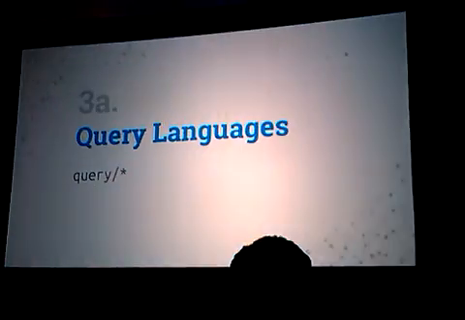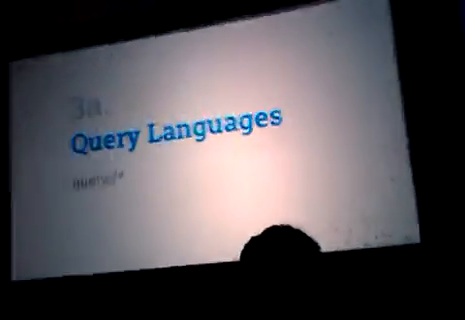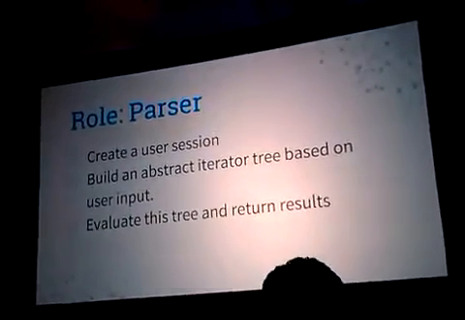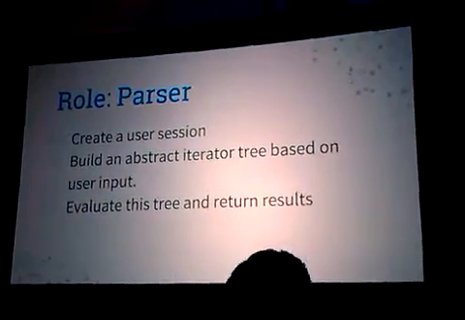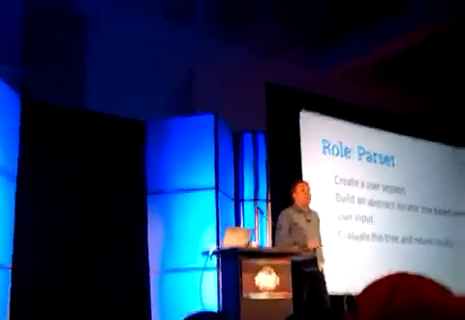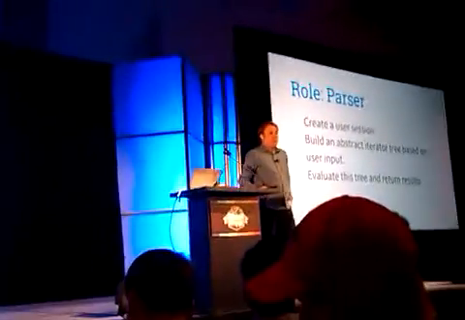Let's see. So query languages. We'll start right in. The role of this is to really be a parser. The Gremlin we saw earlier is actually just a JavaScript environment using a nice library called Otto. Create a user session, store the user session, validate the tree, and return the results in JSON.